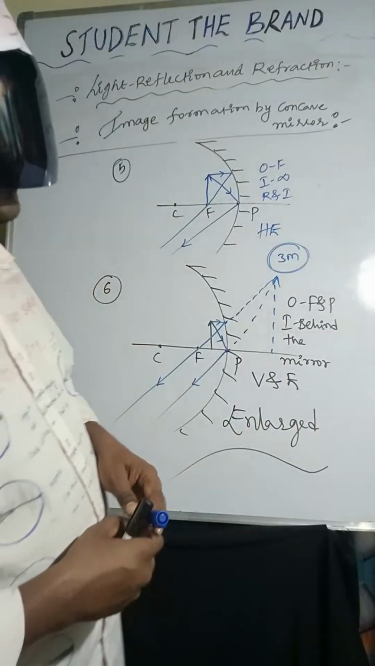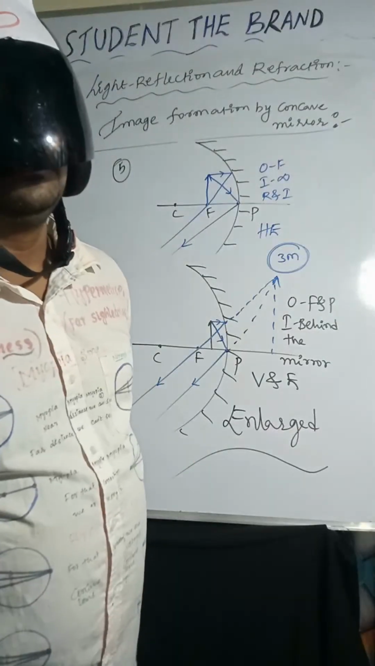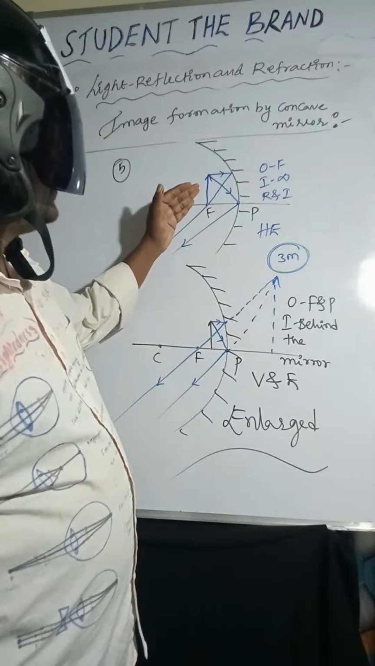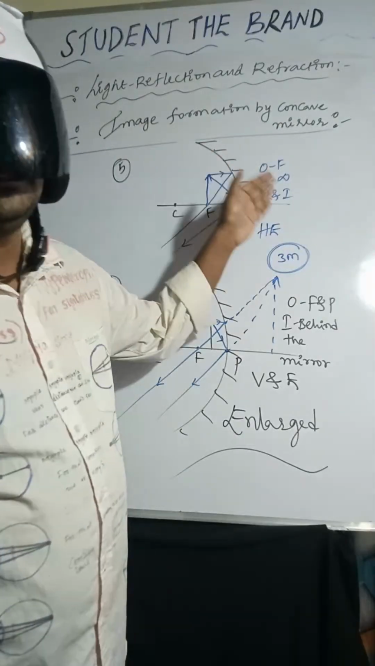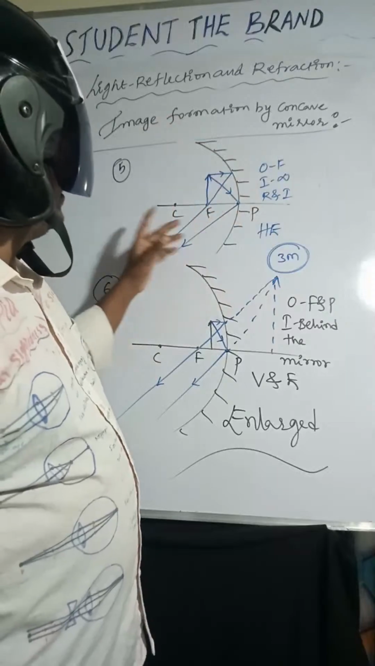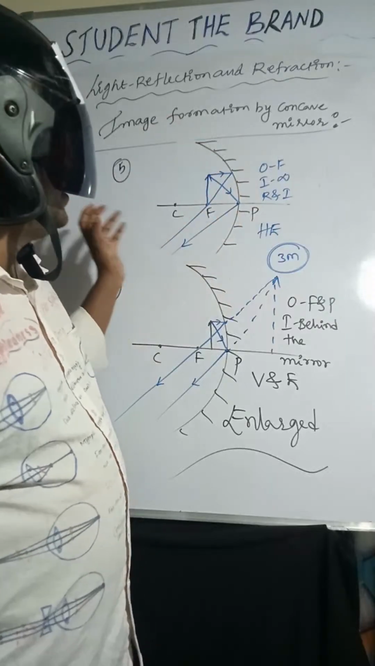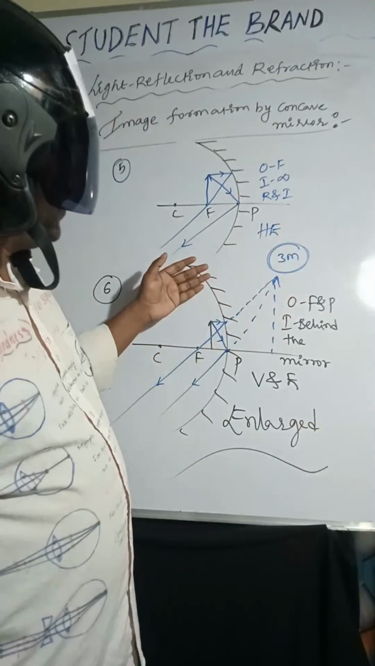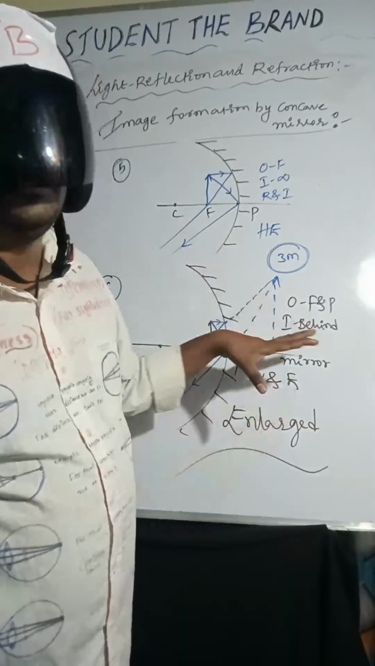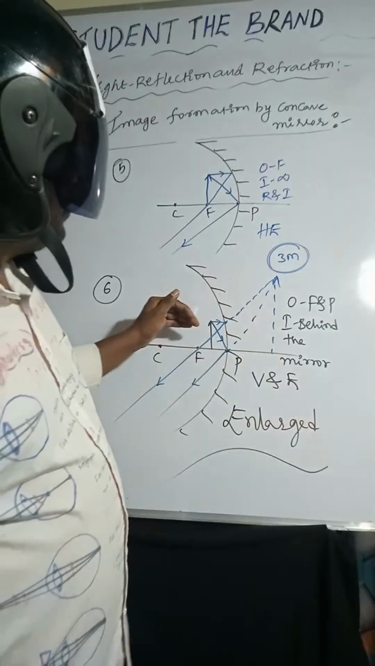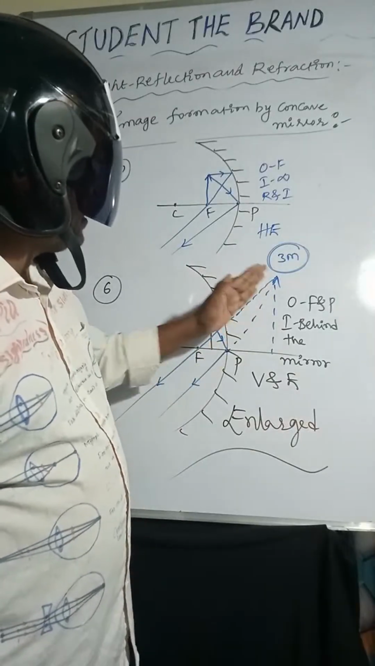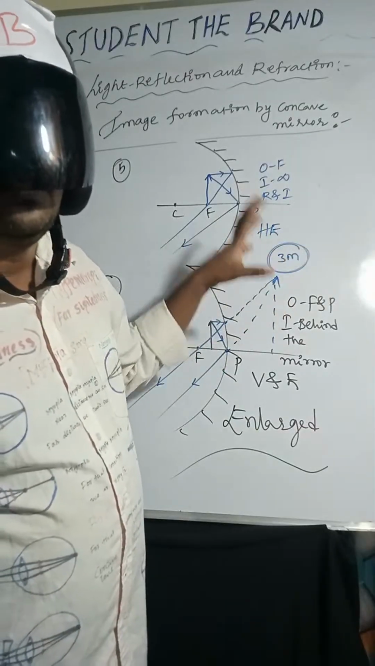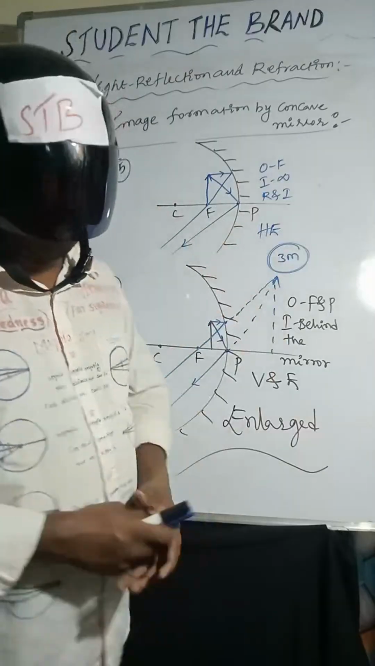So check once. Here, the object is placed at F, and the image will form at infinity. The nature of the image is real and inverted, and the size of the image is highly enlarged because the image is formed at infinity. When the object is placed between F and P, the image will form behind the mirror. The nature of the image is virtual, erect, and enlarged, because we are extending the light rays. The extended light rays are meeting at one point. That's why it is called a virtual image. I hope it is very clear.